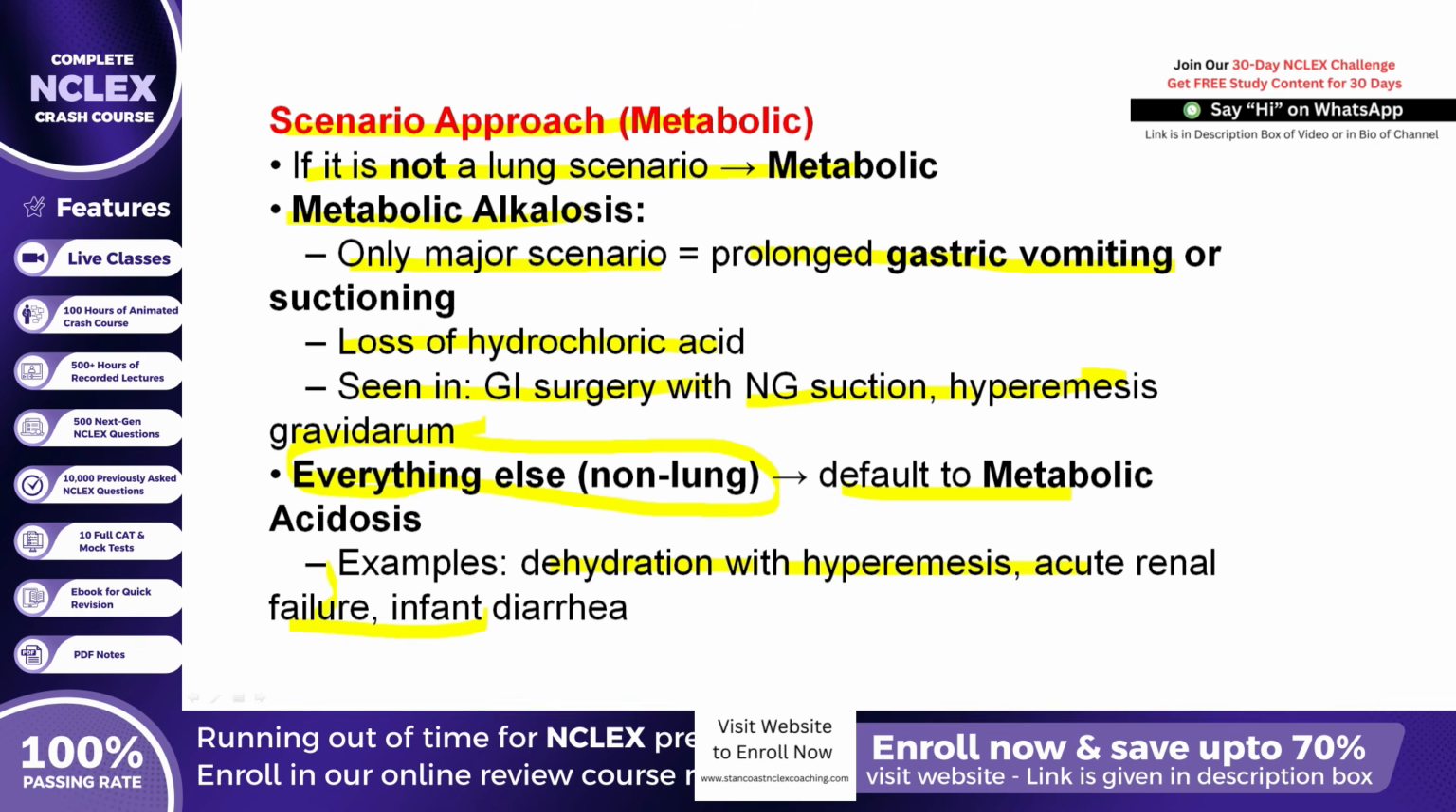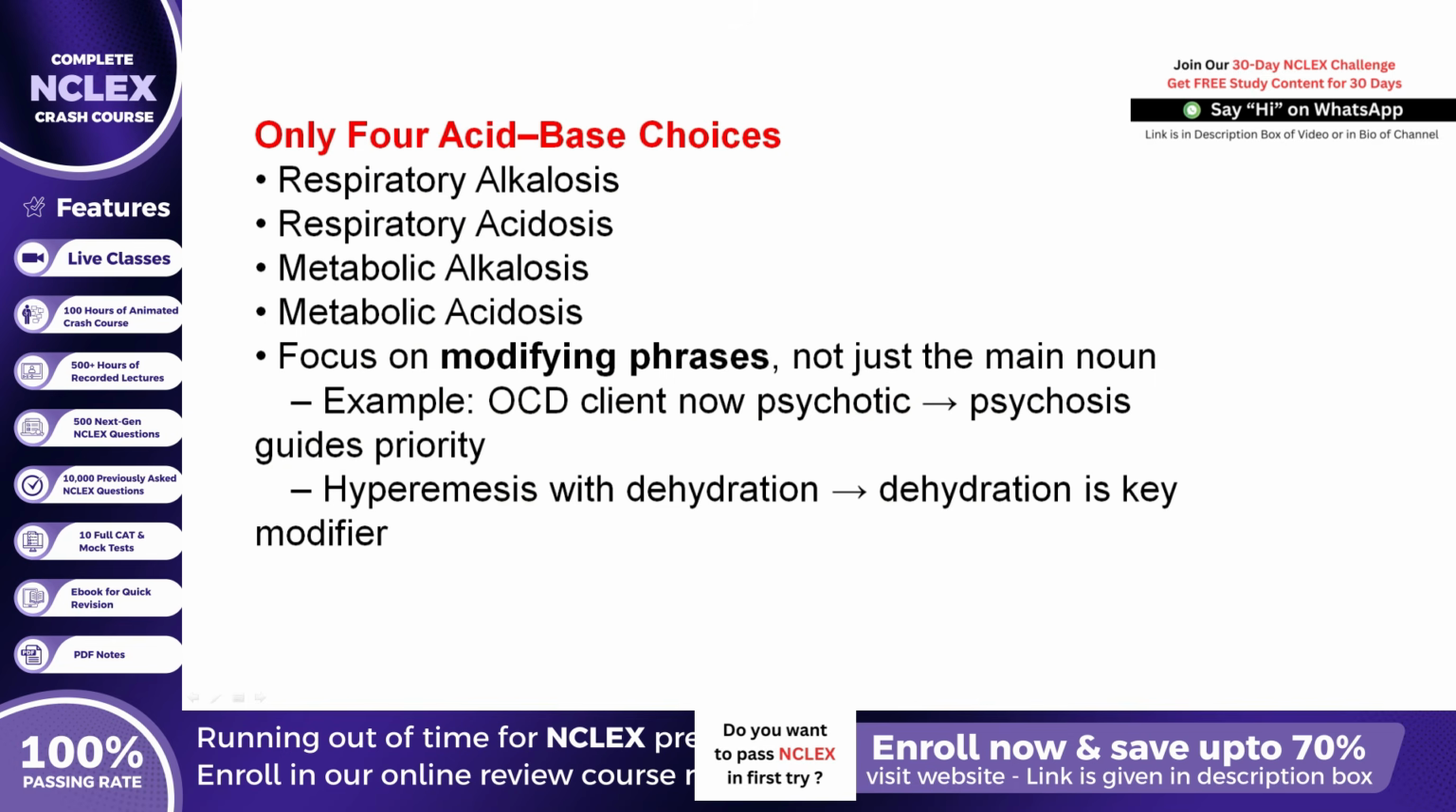Finally, remember that there are only 4 acid-base choices, which are respiratory alkalosis, respiratory acidosis, metabolic alkalosis, and metabolic acidosis. When choosing between them, focus on modifying phrases, not just the main noun. For example, an obsessive-compulsive disorder client who is now psychotic should be guided by the psychosis as the priority.